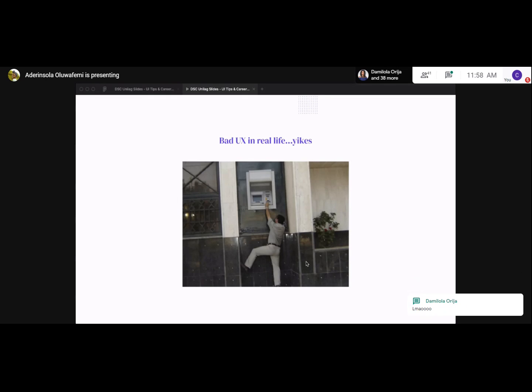Yeah, the ATM is the interface, right? It has an interface. We can see what it looks like. So that's the UI. But then this is basically a bad experience because this guy, he looks average height, almost tall.